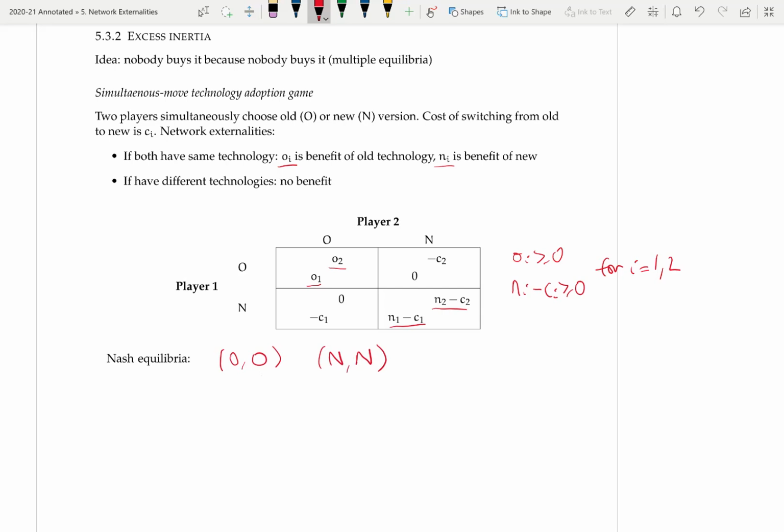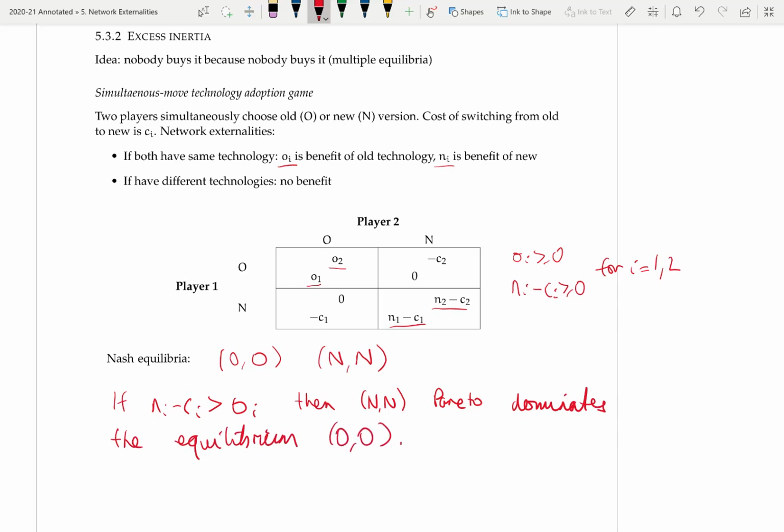Is one better than the other? Well, that depends on how big the benefits are of the new technology relative to the old technology. If the net benefit of the new technology is more than for the old technology, then the equilibrium where both players adopt the new technology Pareto dominates the equilibrium where they both stick with the old technology. So we have the situation where there are two Nash equilibria and one of them is better than the other. So to explain why there might be excess inertia, we have to think about why might it be more likely for the players to stick with the old technology rather than adopt the new technology, which would lead to the higher payoffs.